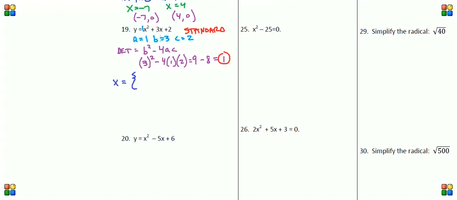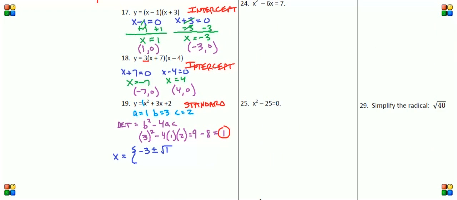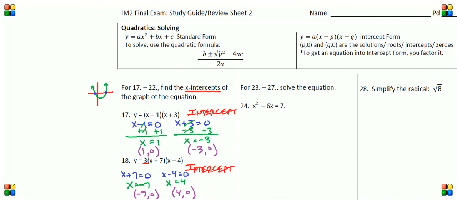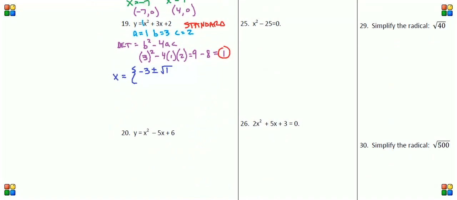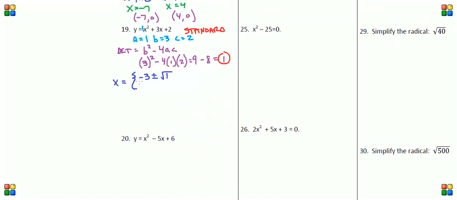negative b, which is negative 3, plus or minus the square root of our determinant, which is 1. Now look again. I got negative b here. Negative b plus or minus the square root of our determinant all over 2a. So we've got negative 3 plus or minus the square root of 1, which is our determinant, over 2 times a, which is 2 times 1. There are our x-intercepts. Let's go ahead and simplify that.